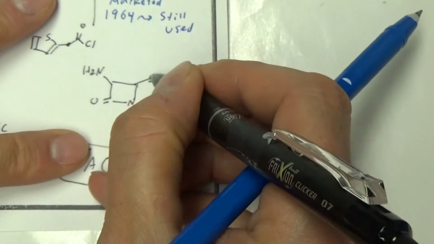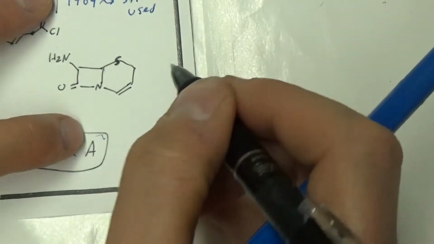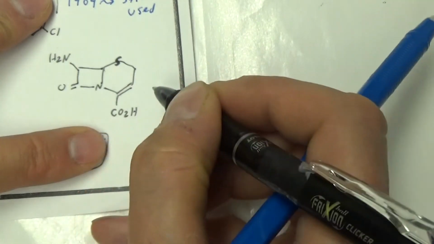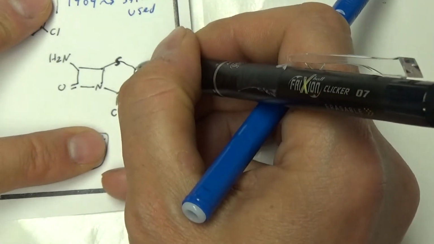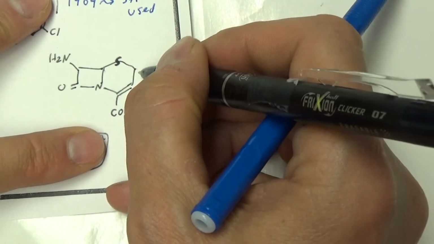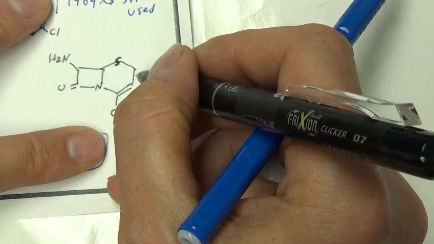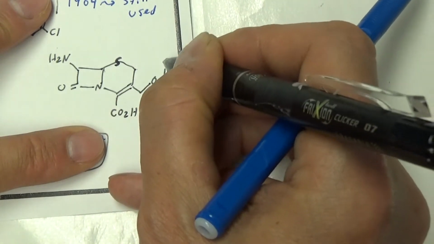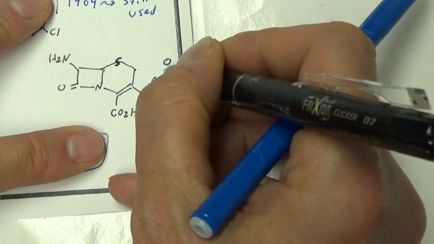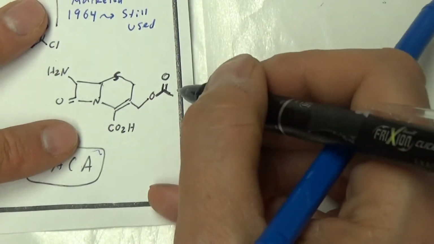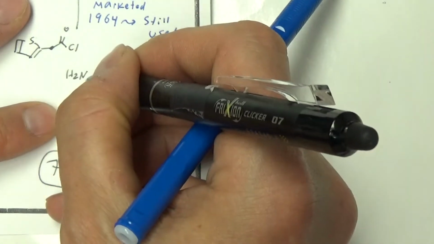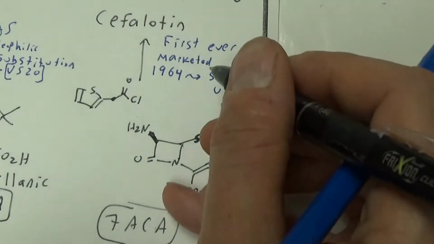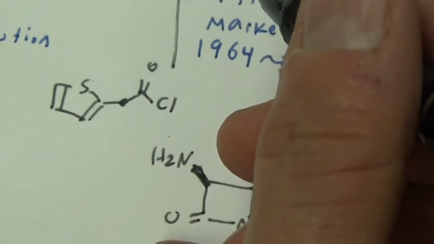Don't forget the sulfur. And then we have carboxylic acid off the alkene, and a CHO acetate hanging off the ring like that, and then the stereochemistry is coming toward us. Okay, good. So this thing, I mean, it's the same exact mechanism.